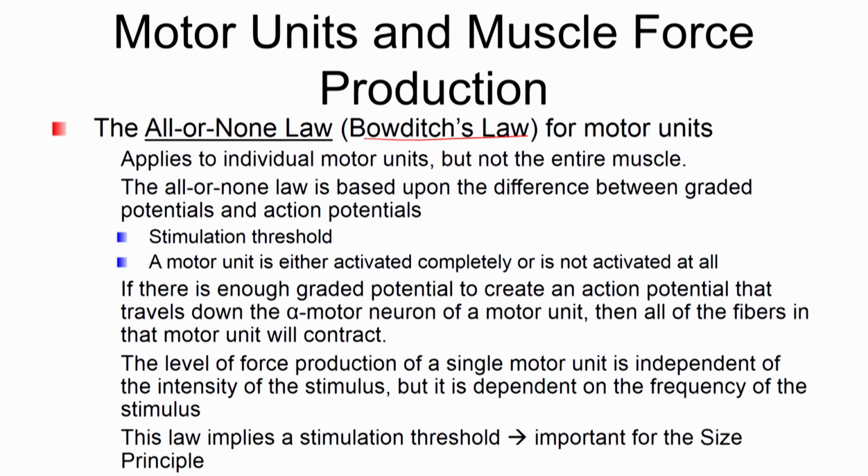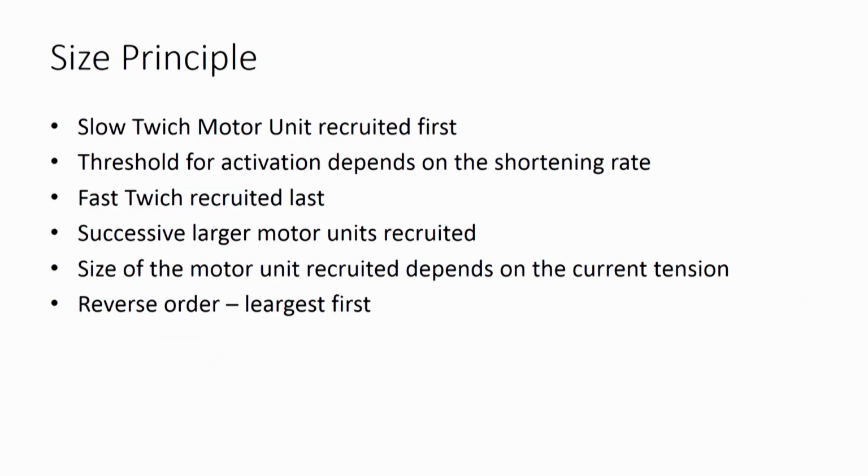So this is now the all or none Bowditch law. It depends upon the graded potential equal to the action potential. Okay. This law is very important for the size principle. Size principle: slow twitch motor units are recruited first, the threshold for activation depends on the shortening rate, fast twitch are recruited last. Essentially it is nothing but the small motor unit or large motor unit. Successive motor units are recruited later. The size of the motor units recruited depends upon the current tension, depends upon the requirement. If you require more force, then the next level of motor unit is recruited, and then in the reverse order, the largest one.